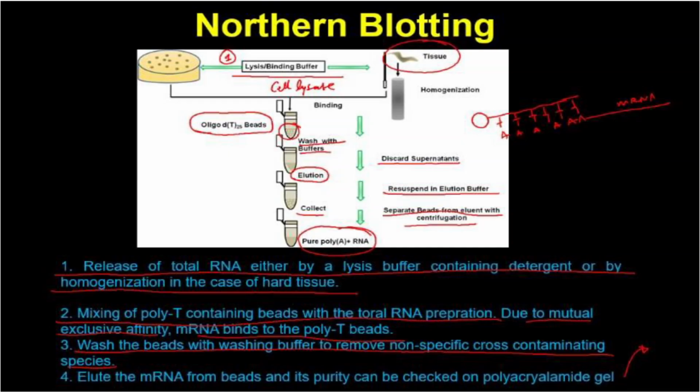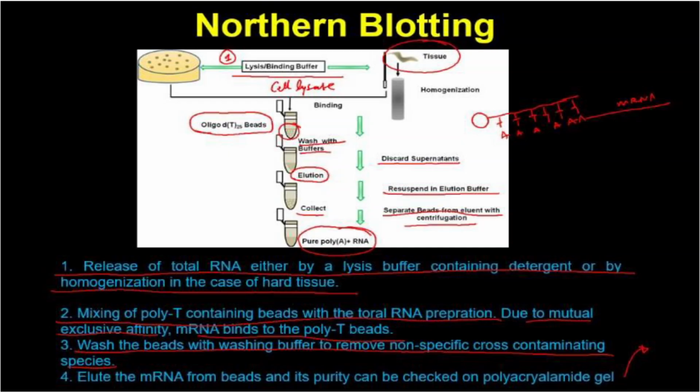So how will the RNA be isolated? Again, first of all, the lysis will be done. Then after lysis, total RNA is released either by lysis buffer containing detergent or by homogenization in case of hard tissue. Then poly T containing beads are mixed with the total RNA preparation. Due to mutual exclusive affinity, mRNA binds to the poly T beads.